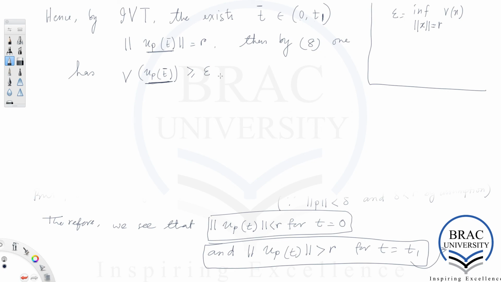Okay. Here I have written down that since epsilon is the lowest possible number attained on norm of UP of t equal to r. Okay, good.